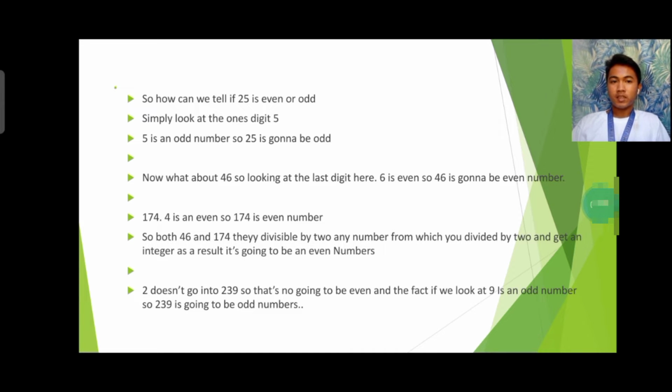So both 46 and 174 are divisible by 2. Any number which you divide by 2 and get an integer, as a result, is going to be an even number. 2 doesn't go into 239 evenly, so it is not going to be even. We look at 9, which is an odd number. So 239 is going to be an odd number. Next.